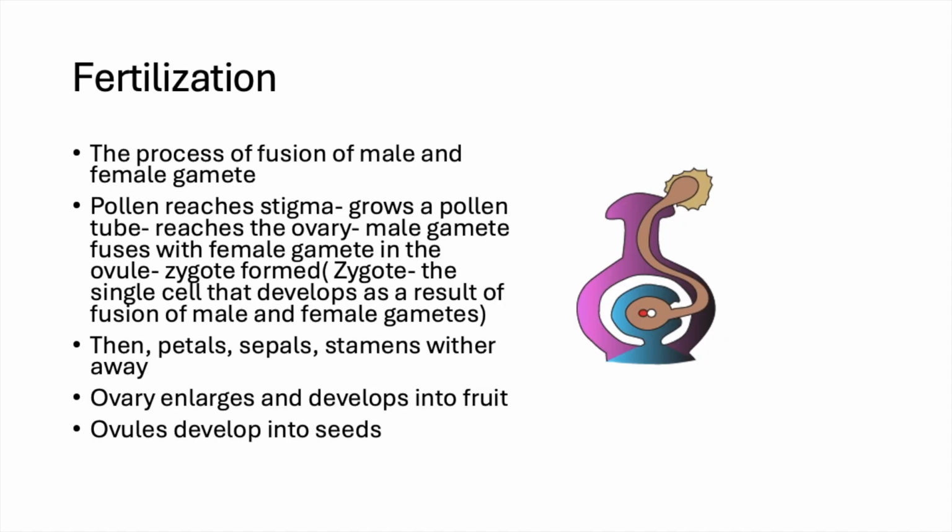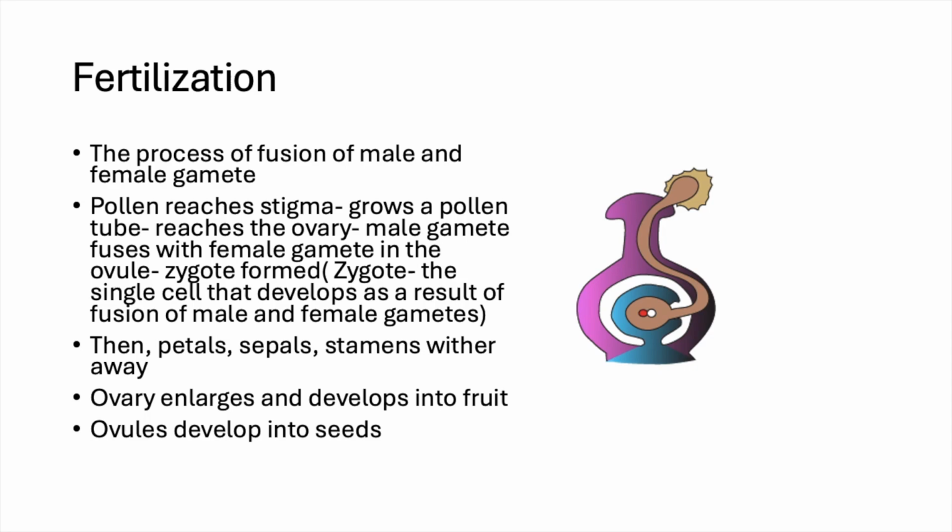Fertilization is the process of fusion of male and female gametes. The pollen reaches the stigma, and then it grows out a pollen tube which reaches the ovary, and then the male gamete which is present in the pollen tube emerges from there and fuses with the female gamete which is inside the ovule, and a zygote is formed.